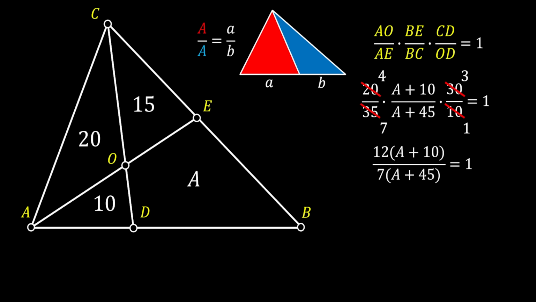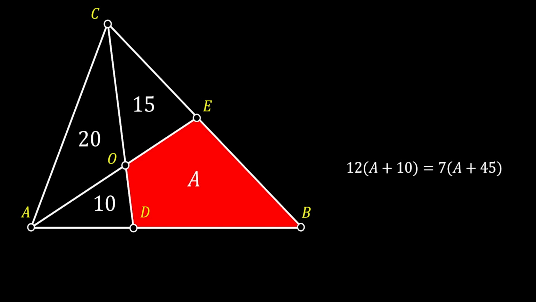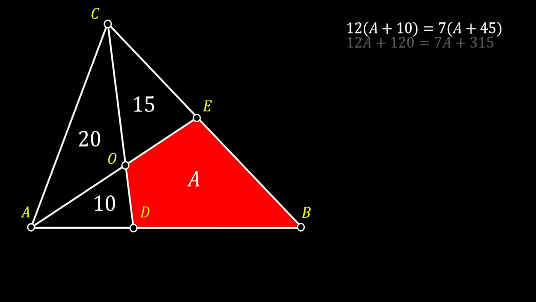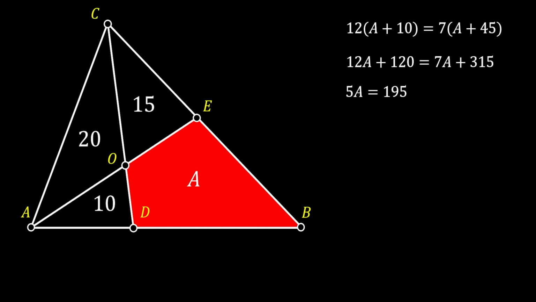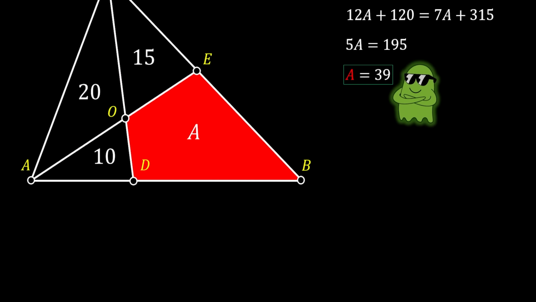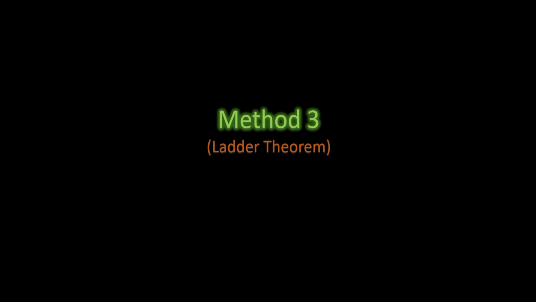Since the relation between the numerator and denominator is equal to 1, this means that those two values must be equal to each other. Now, we will just expand this equation and get to the following, then we will rearrange the terms, and finally get that our red area must be equal to 39 squared units. Again, we have our solution.